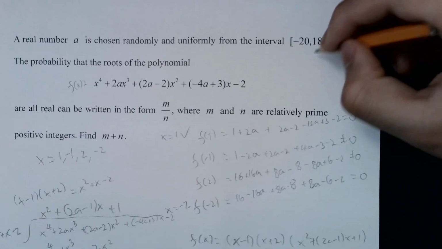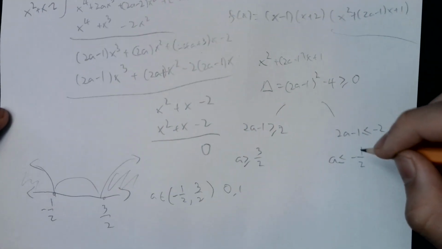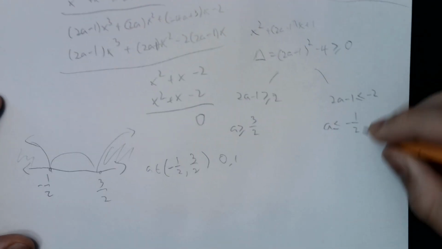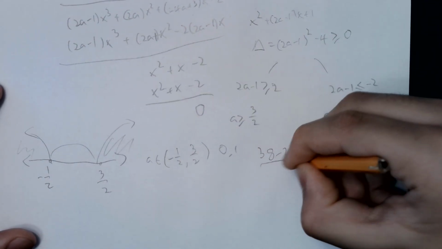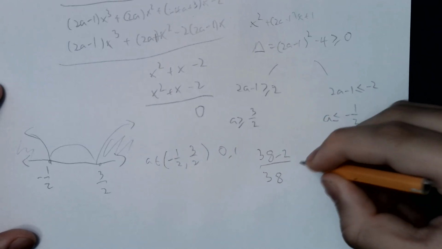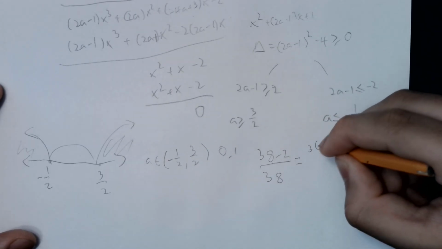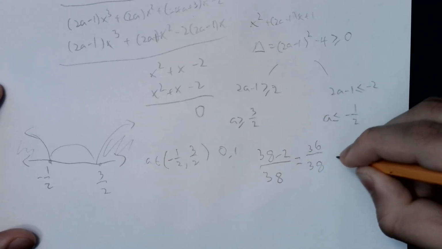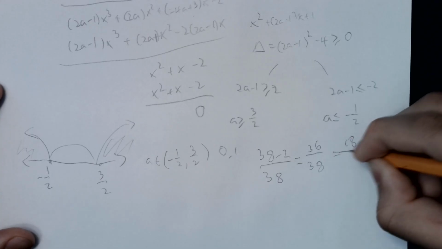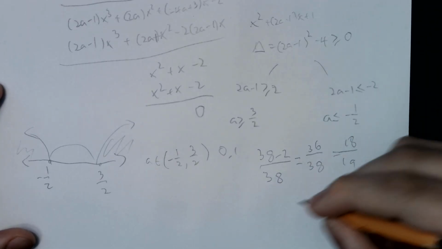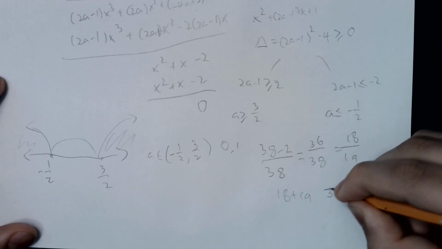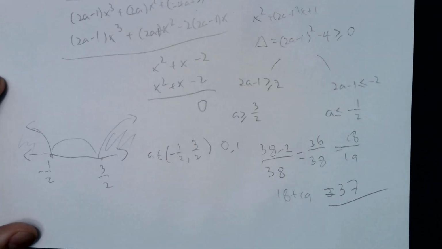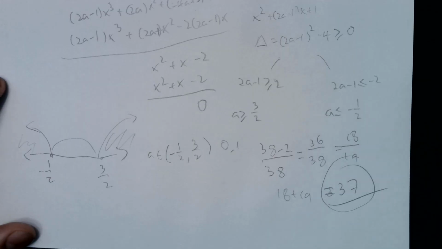There are two integers in this region, 0 and 1. And because our original region, negative 20 to 18, has 38 different integers, we know that our final answer should be 38 minus 2 divided by 38, which is equal to 36 over 38. It's going to be equal to 18 over 19, and this means that our final answer should be 18 plus 19, or 37. So the answer to this problem should be 37.